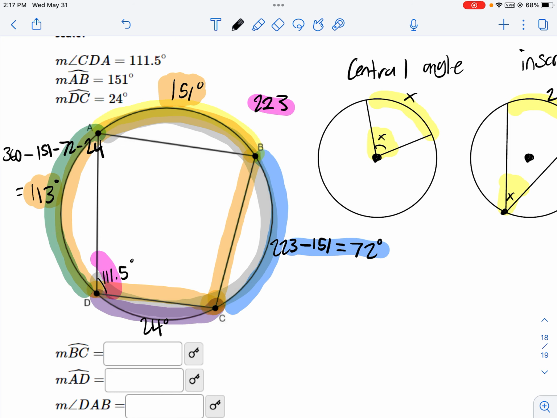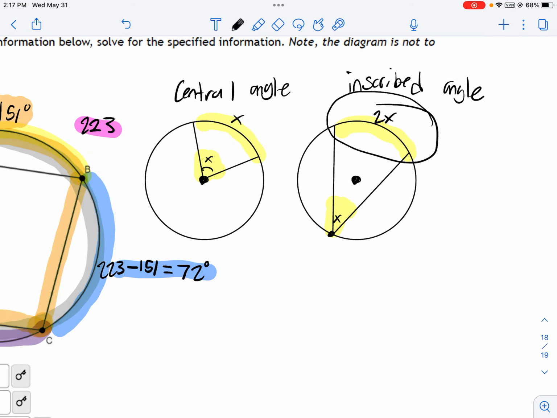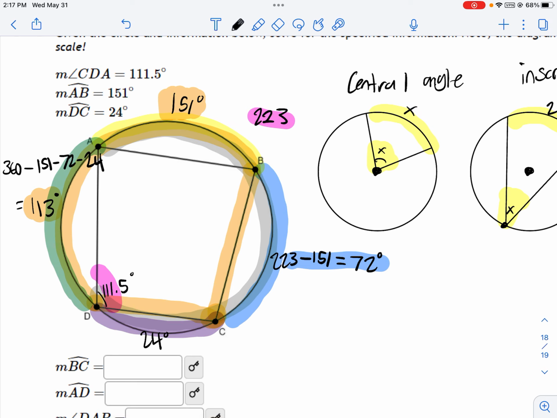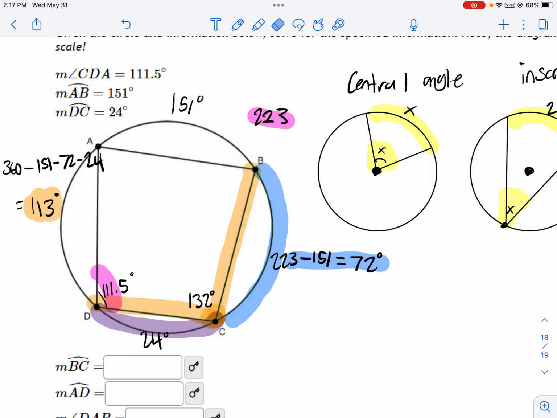And we know that if the arc is 264, the angle has to be half of that. So half of 264, 132. And there is our angle of C. Alright, so let's get rid of some of these highlights. They're making it a little confusing. Don't want to confuse you guys.